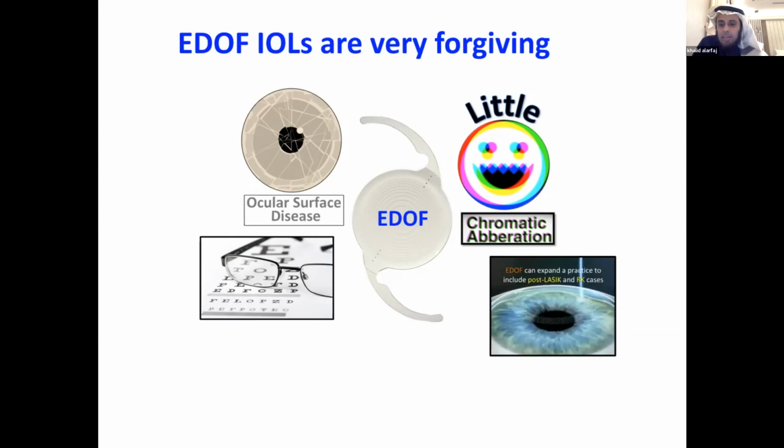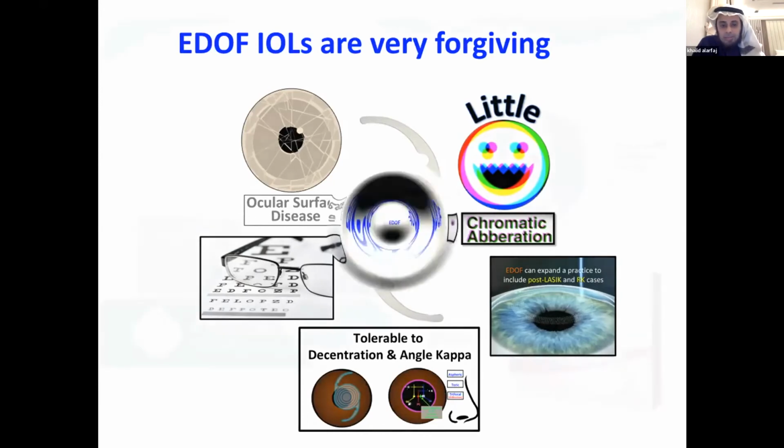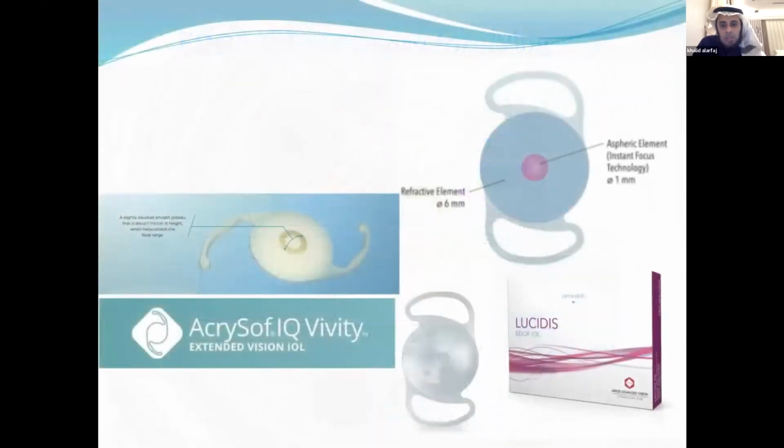We know the LASIK and RKs and some other lenses, and even decentration or even angle kappa, these EDOF lenses are really tolerable to decentration and high angle kappa. This is the Lucidus. I used Lucidus, I have used Vivity, and I'm looking to use even Eyhance from AMO, and it might give us some sort of expansion of our indications for premium lenses. But that's what I believe, that it can even replace some of the monofocal lenses market.